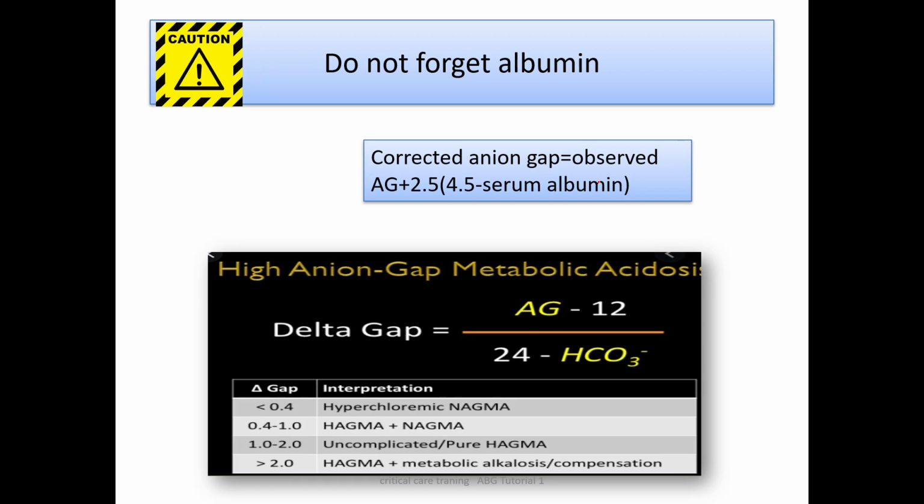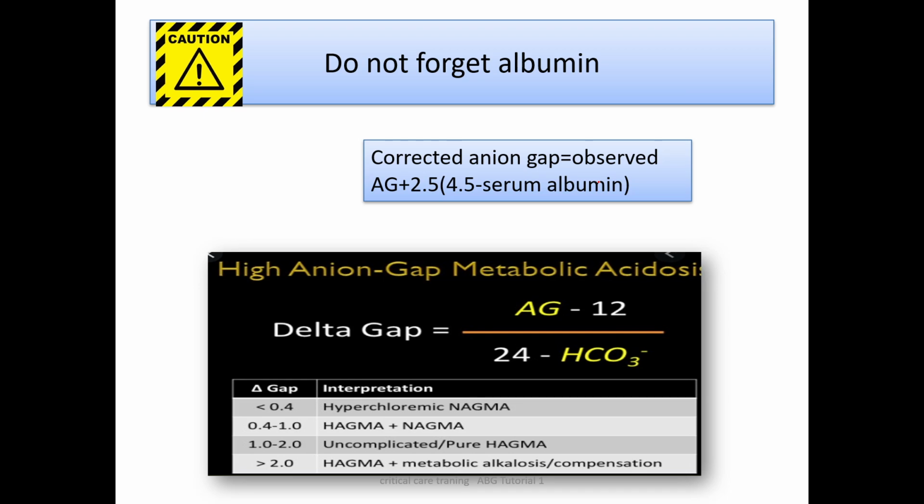Additionally, there are certain complex conditions where there is an additional metabolic alkalosis, or where normal anion gap metabolic acidosis, NAGMA, and high anion gap metabolic acidosis coexist. How to know that? We can calculate the delta gap. What is delta gap? You calculate it as the anion gap minus 12. Whatever anion gap you have calculated, sodium minus chloride minus bicarbonate, you subtract 12 from it, and then you see the change in bicarbonate, that is 24 minus the bicarbonate in the ABG.